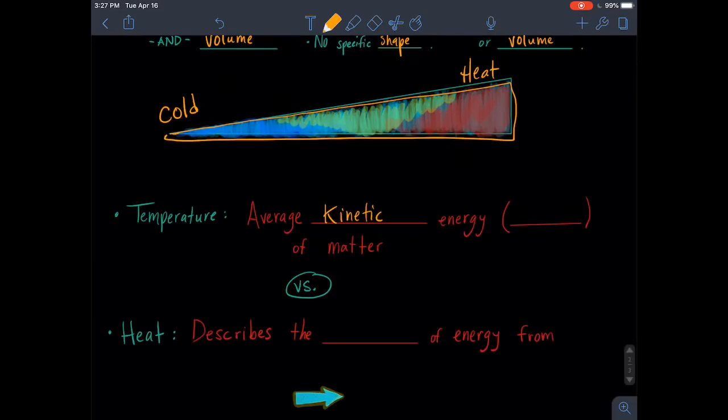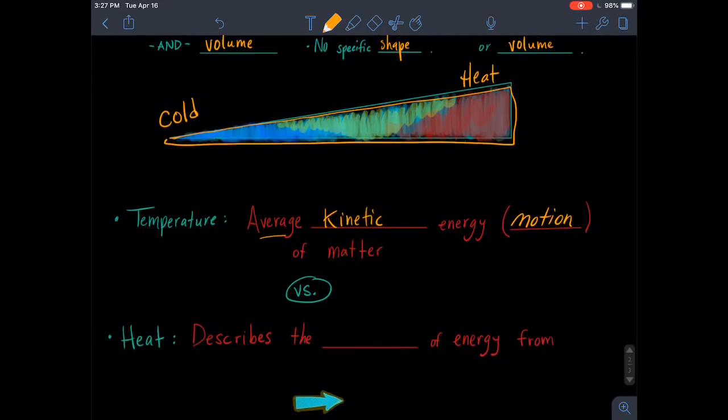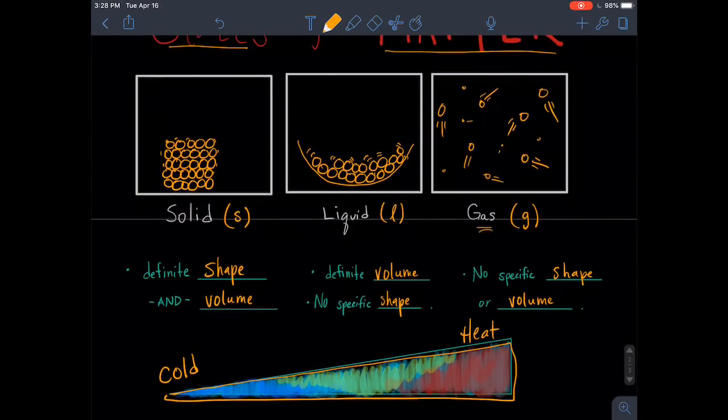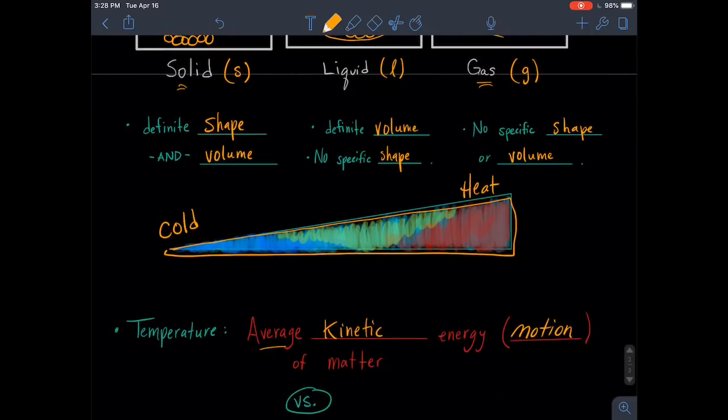Long ago, when we learned about physics, we learned about potential and kinetic energy. Well, kinetic energy is the energy of motion. If you recall, which I'm sure you do, kinetic energy means that things are in motion. So temperature is an average kinetic energy of matter. It's a measure of the average kinetic energy of matter. So if we take the temperature of a gas, there's a lot more motion energy in a gas than there is in a solid.